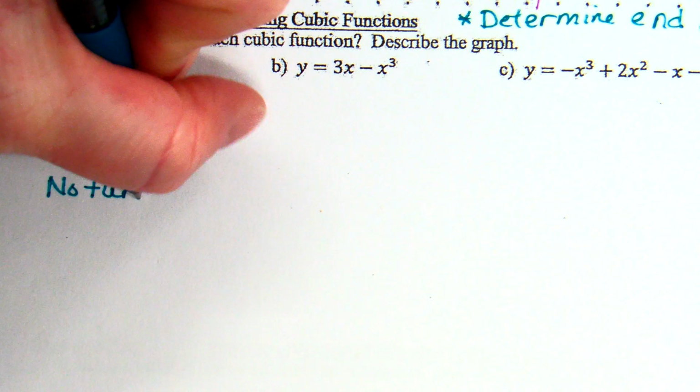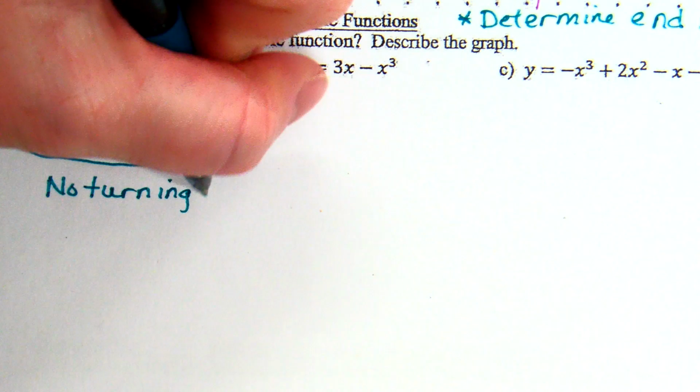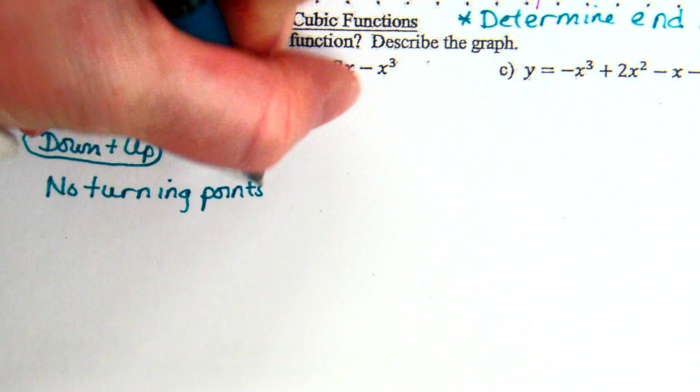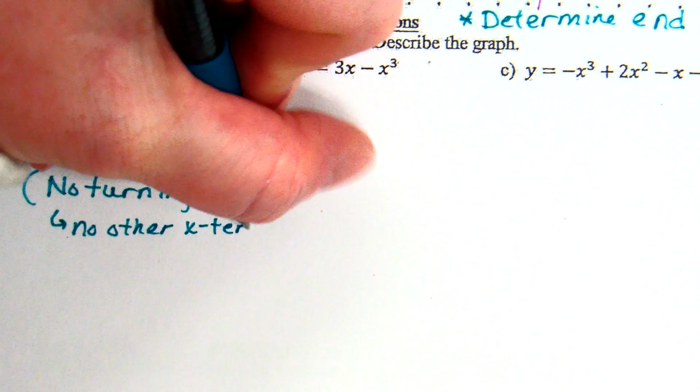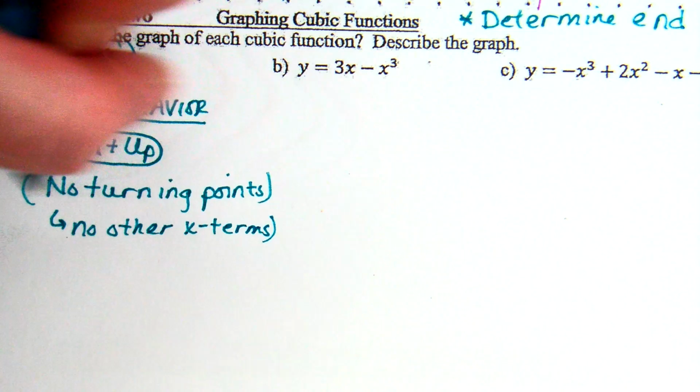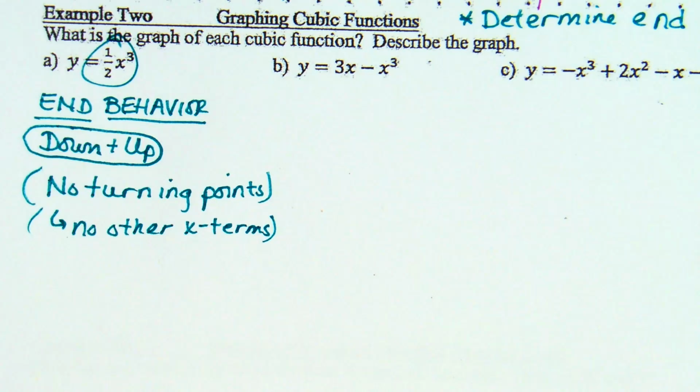So I'm going to write that down because turning points is something you're asked about in homework, I believe. How do you know there are no turning points? There were no other x terms. We can say there's only an x cubed, that's the only x term. Because if we had x cubed and then a constant added or subtracted, it would still be the same graph, just moved up or down. Okay?